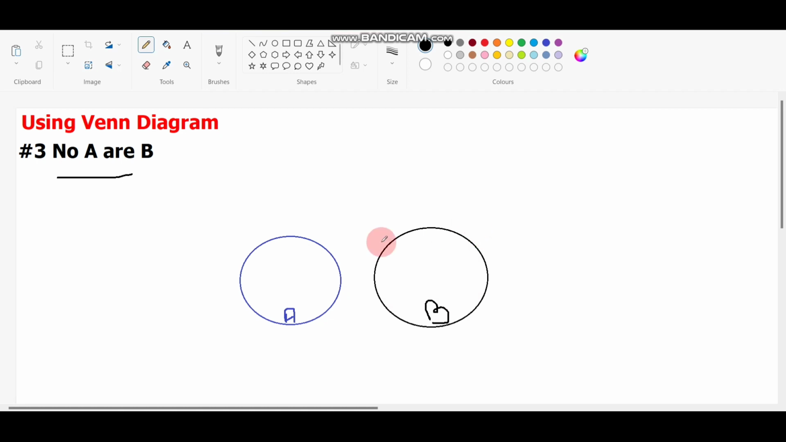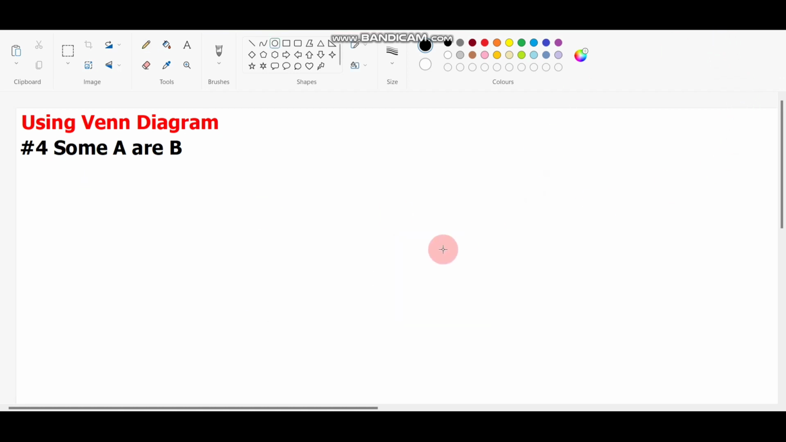Okay, first let's take a look at all the five formulas. Now formula number 4 is some A are B. So how to draw the Venn diagram of this some A are B?